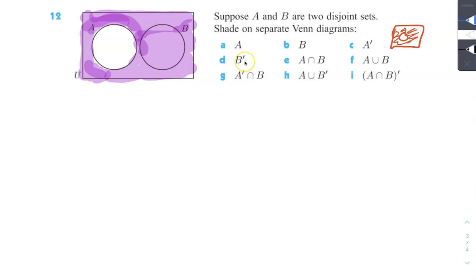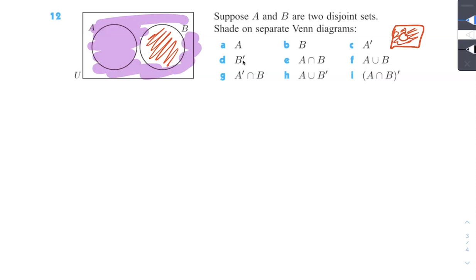Not B, same idea. So you're like, hey, this is B, but I don't want that. I want not B, so it'll be everything else. So do a worse job here, but like that. So there we go. A intersection B.